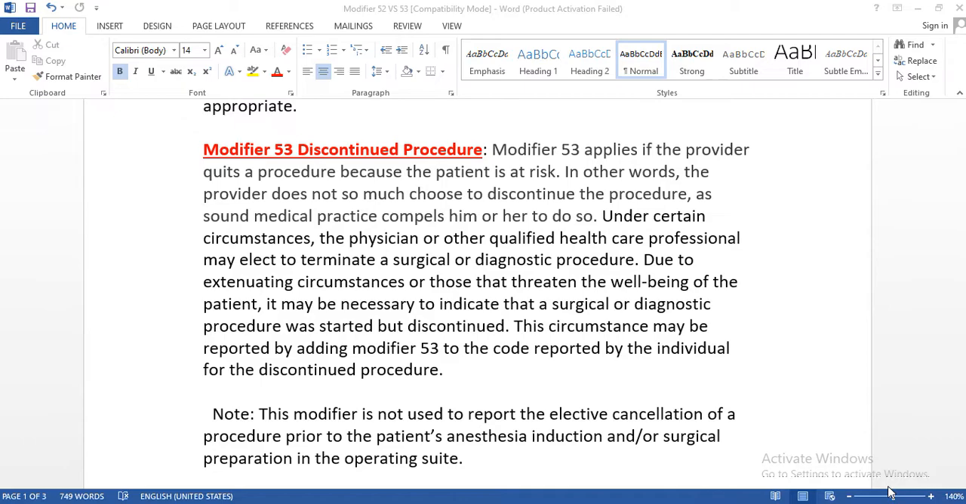Modifier 53 applies if the provider quits a procedure because the patient is at risk. So this modifier totally depends on the patient's risk. 52 is reduced by the physician based on the situation, but 53 is based on the patient's condition. The provider will quit the procedure here. In other words, the provider does not so much choose to discontinue the procedure as sound medical practice compels him or her to do so. Because of the condition of the patient only, the provider will decide to discontinue the procedure.